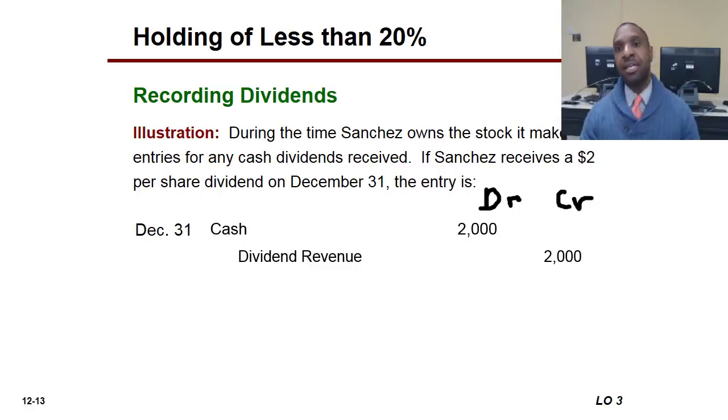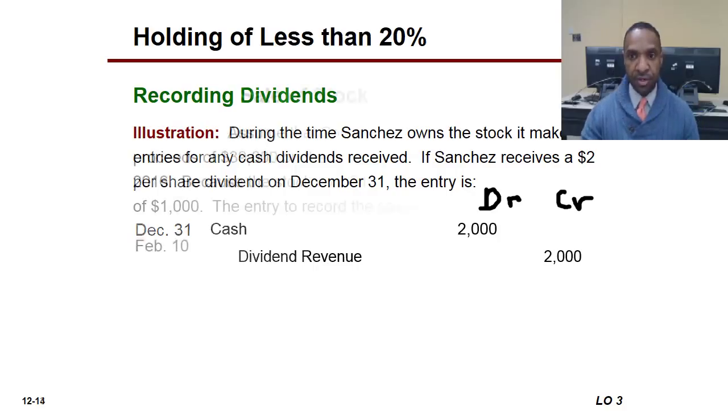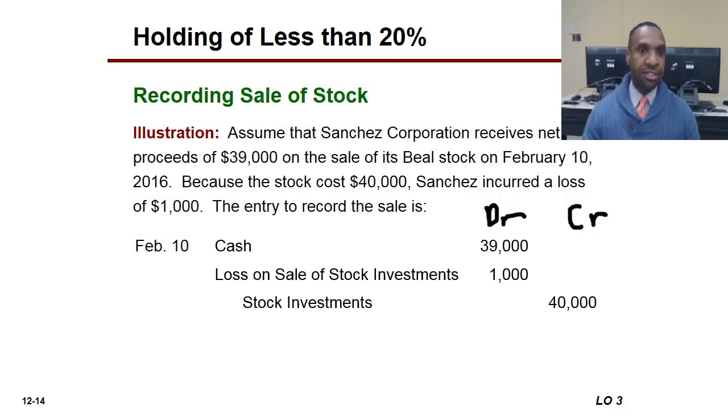So let's take a look at the dividends. During the time Sanchez owns the stock, it makes entries for any cash dividends received. So if Sanchez receives a $2 per share dividend on December 31st, let's look at the entry. So of course we've got an increase in our cash position. Next, we've got our dividend revenue, right? This is dividend revenue. So this is money coming in as part of a dividend from that stock. So we've got a debit to cash for $2,000 and then a credit to dividend revenue, $2,000. Let's take a look at recording the sale of this stock.